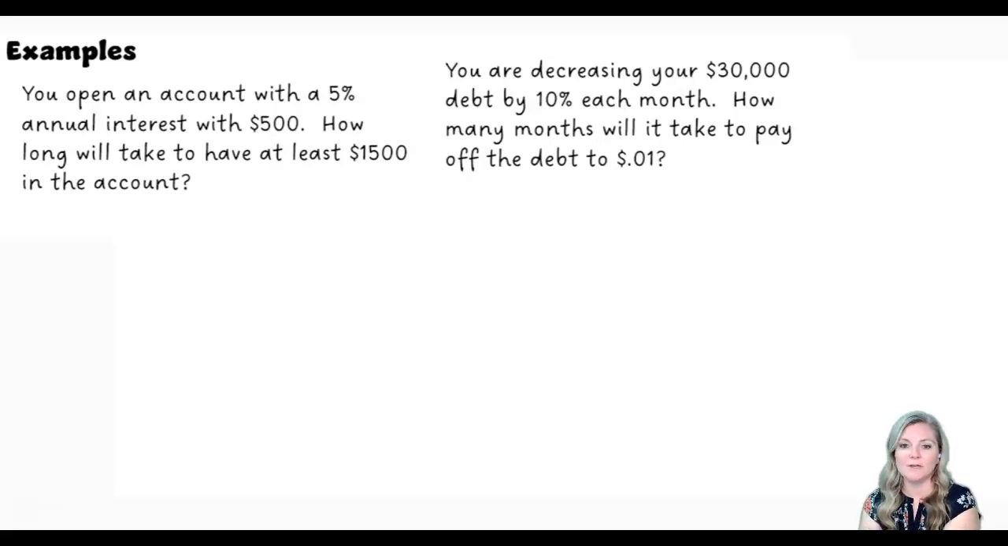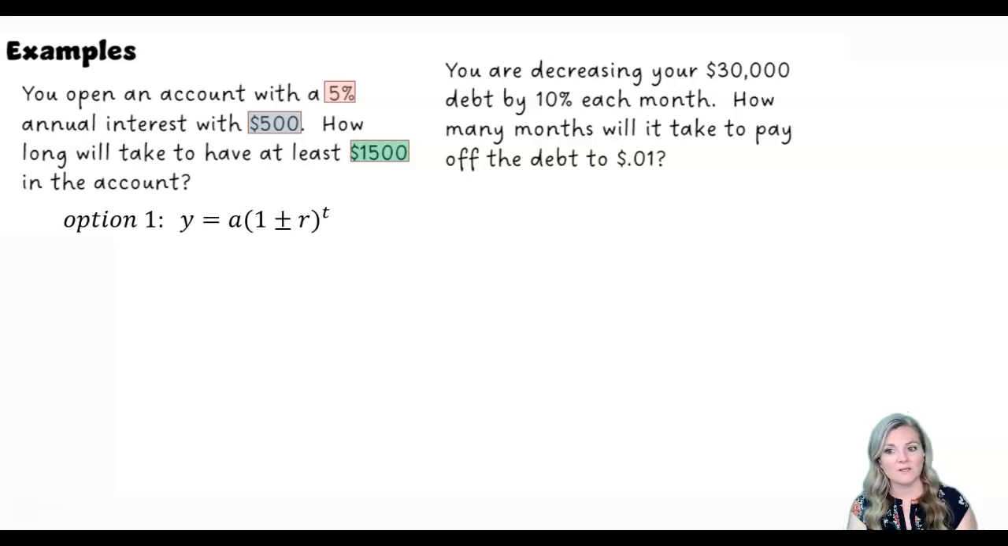So here's the first equation. You open an account with a 5% annual interest rate with $500. So you're starting your account with $500. How long will it take you to have at least $1,500 in the account? So what we're trying to find is the time. Time is that exponent. So that's what we're solving. We're solving for the exponent.